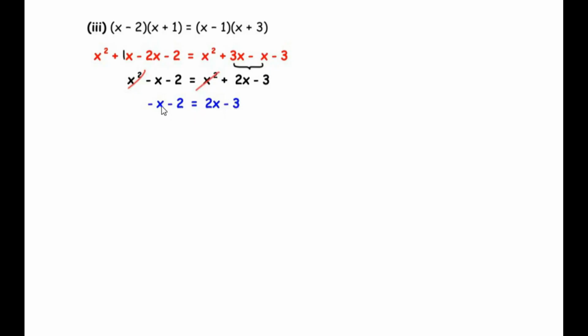So here we can see that the highest power of x is 1. It is not 2, which means this given equation is not quadratic. So here we have written, no, the given equation is not quadratic equation.